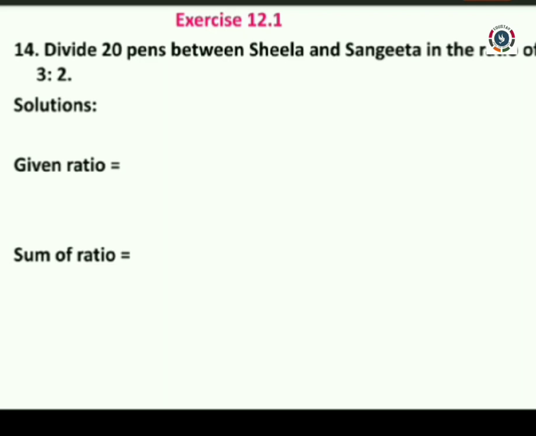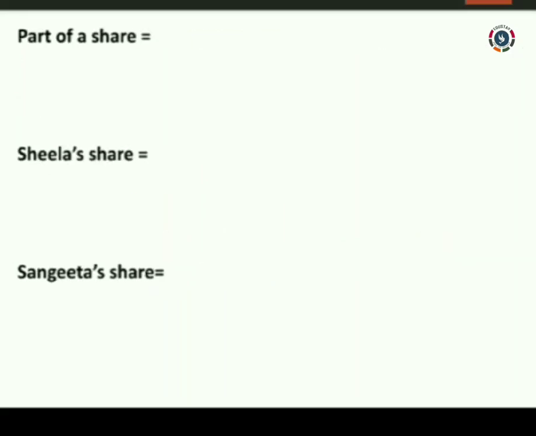Yes. First, divide 20 pence between Sheila and Sangeeta in the ratio of 3:2. First, you have to write the given ratio. Your given ratio is 3:2. Next, you have to find the sum of the ratio. So, the sum of the ratio is 3 plus 2 equal to 5.